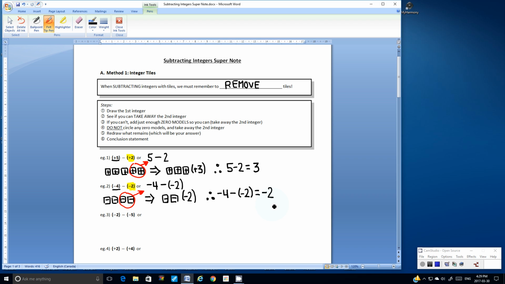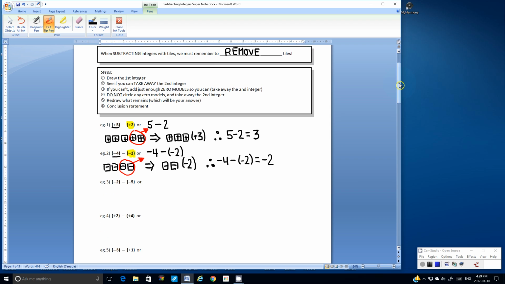Okay, so these two questions represent the easiest type of questions where when we go to remove the second integer, the tiles are already there. That's why we haven't used step 3 or 4 yet. Okay, let's go to example 3.